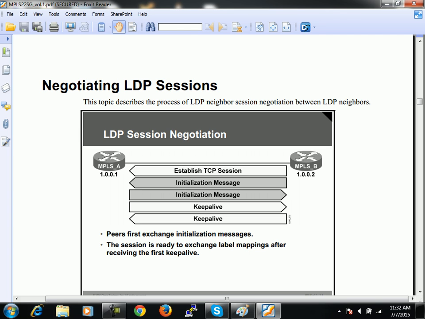So first of all, they will discover their neighbors by sending hello packets. Then they will form a TCP session. After formation of the TCP session, they will send initialization messages, and then they have to send keep alive. Once you receive keep alive, now you can advertise your label binding to your neighbor. You can exchange label information with each other, right?